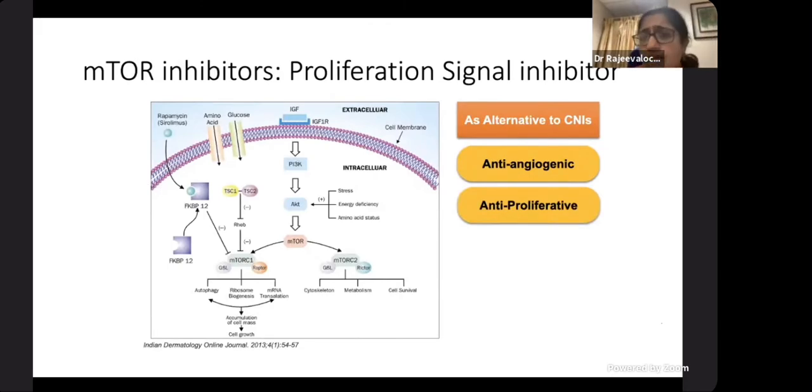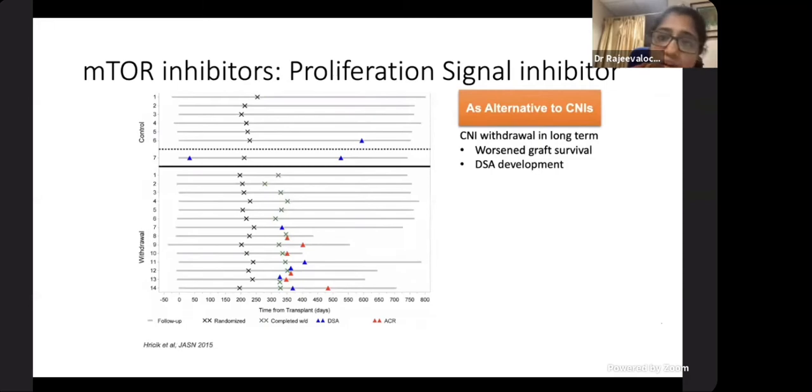Coming to the mTOR inhibitors, which are proliferation signal inhibitors, they are an alternative to CNI. They're anti-angiogenic and anti-proliferative. The two drugs available are sirolimus and everolimus. They inhibit the mTOR pathway, which is signal number 2. As an alternative to CNIs, generally we don't use them very early post-transplant, because they can lead to delayed healing and lymphoceles, and with CNI withdrawal in the long term post-transplant, there is worsened graft survival and DSA development.